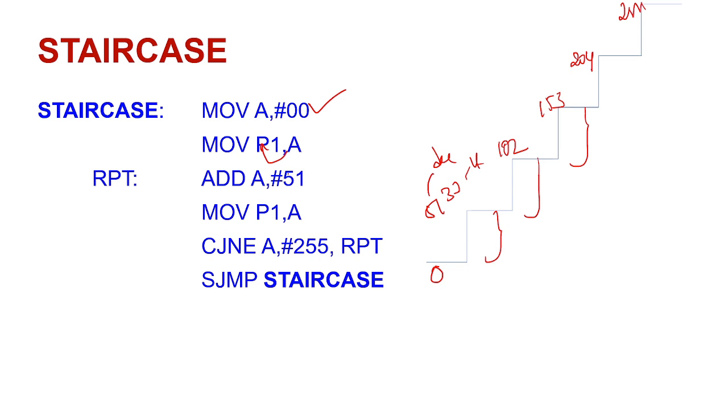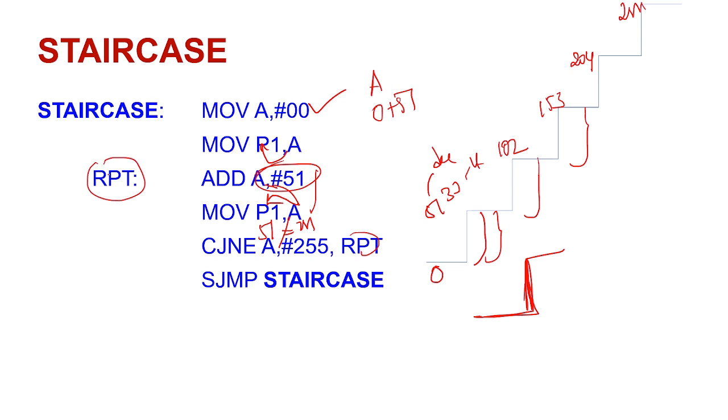Now see, I said I need a step of 51. So the accumulator now holds 0. Now it will be added with 51. The content of the accumulator is moved from A to port 1. That means you will get a step like this, the first time. Then see, compare and jump if not equal. Whether 51 is equal to 255? No. Then it will go to the label RPT and repeat the process. So first time 51, then 102, then 153, 204, 255.